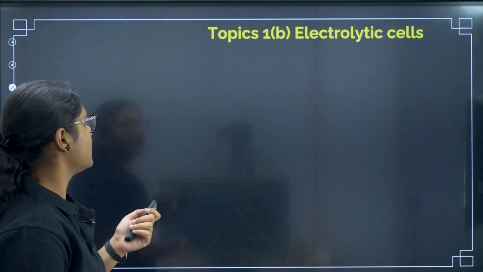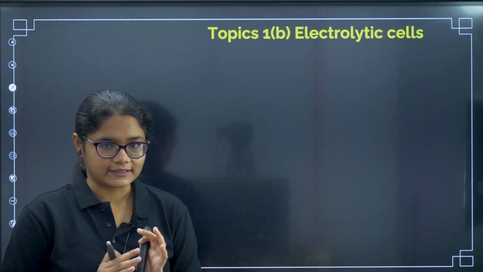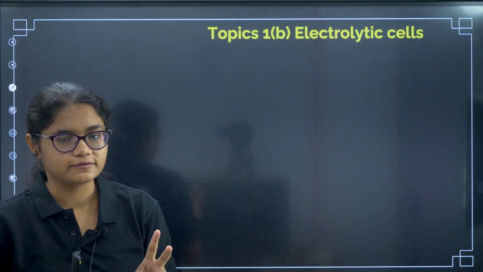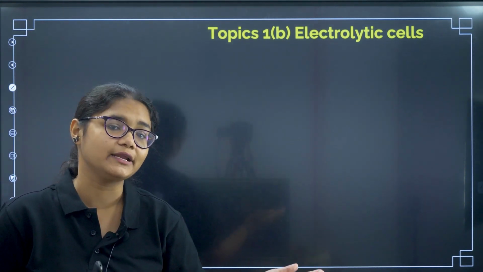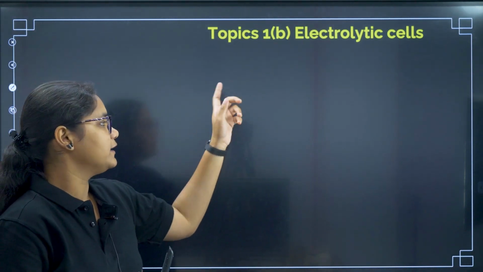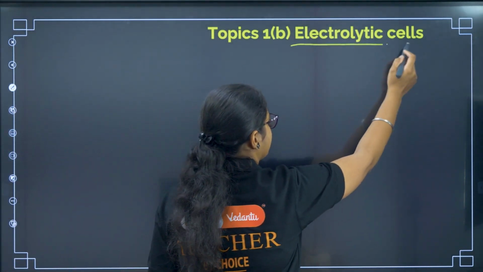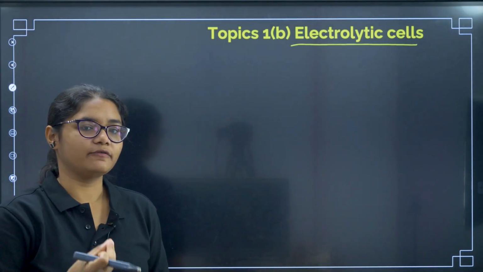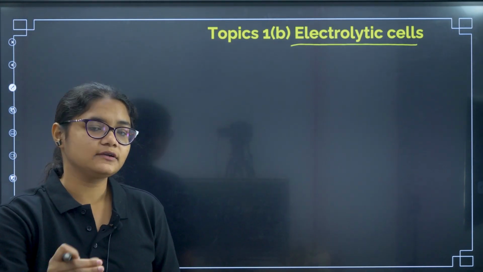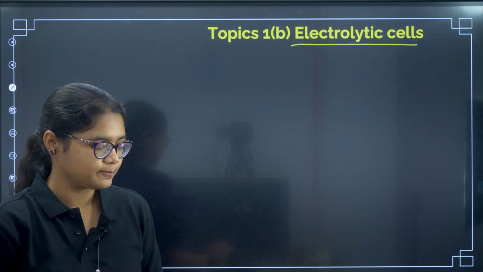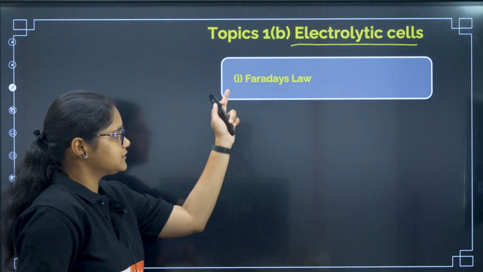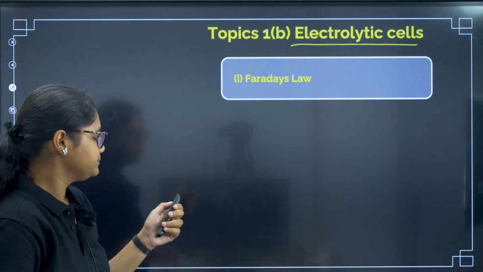Now coming to the next part, that is your electrolytic cell. In the starting I told you there are two types of cells. One converts chemical energy to electrical energy, another converts electrical energy to chemical energy. So in this electrolytic cell, what happens? We will be providing electricity, as a result of which some chemical reaction will happen. So the first topic under this is Faraday's law.